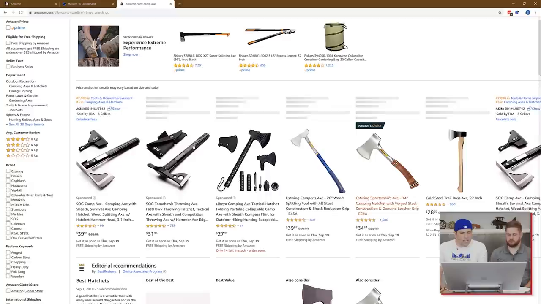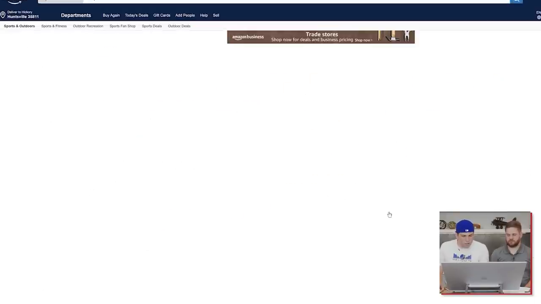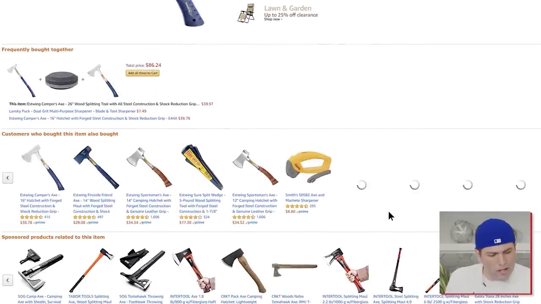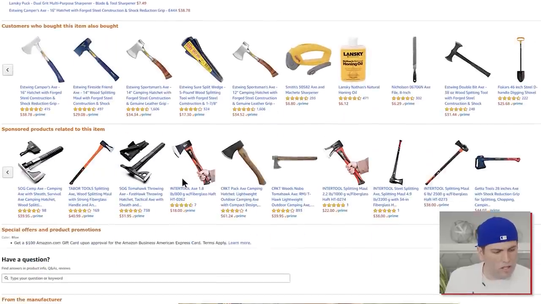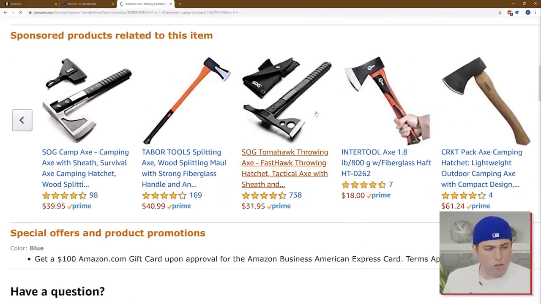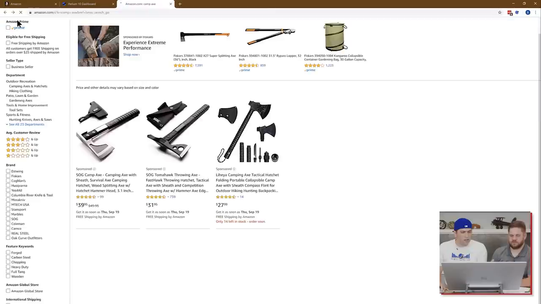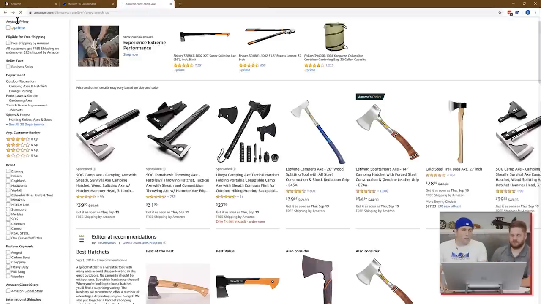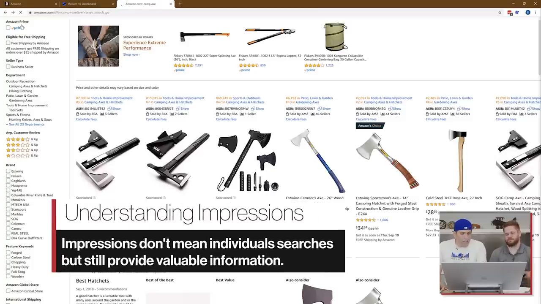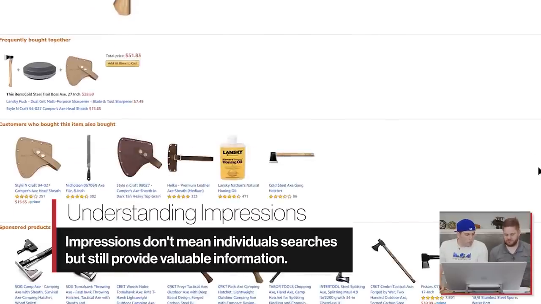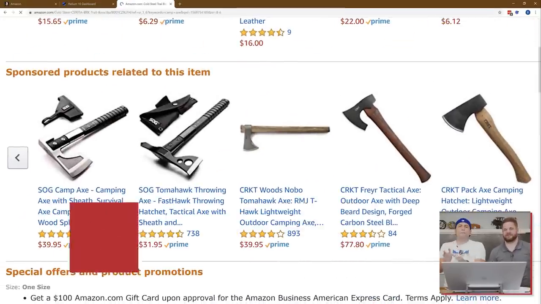It resulted from one search. Now let's say I go in and click on one of these random ones. This one, I like blue axes, let's just say. Now this listing came up, but down here, take a look at what we see. There is that SOG Camp Axe, those two. Now, how many searches just happened? Only one search, all right? But so far, we already have two impressions that came from that one search. And if I click back here, this might be another impression. Yeah, if you refresh the page. And then I click this other Cold Steel Trail Boss, and there's that SOG again. There have already been four impressions that came from the search.